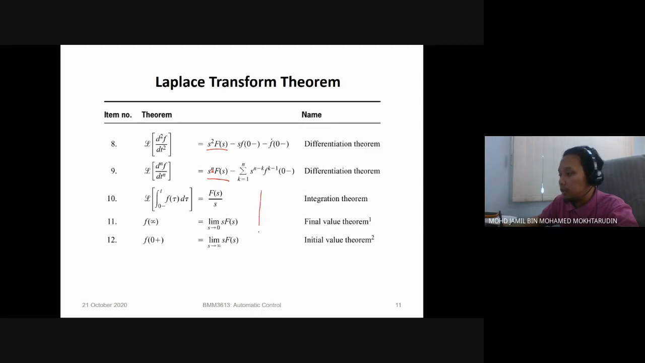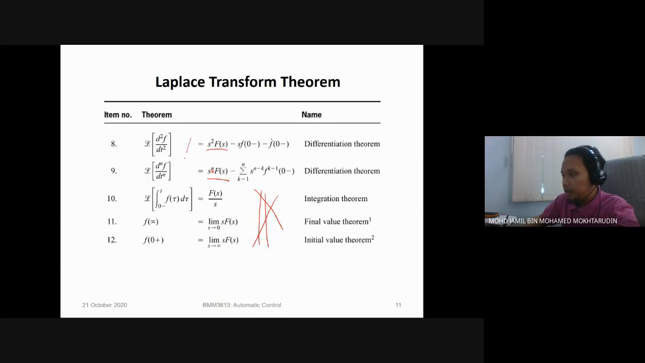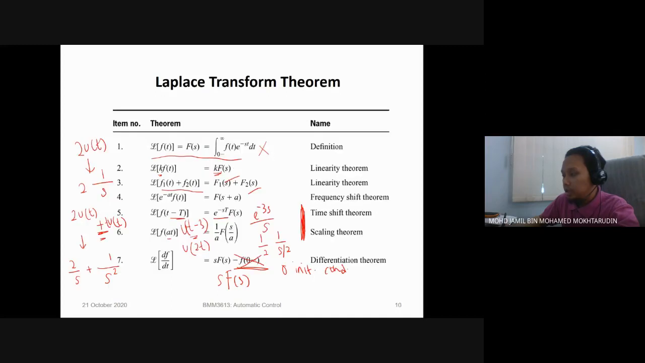Okay, so the remaining three theorems are not important, okay? What you need to know is the linearity, the differentiation, and the other one. You need to know these three things only.